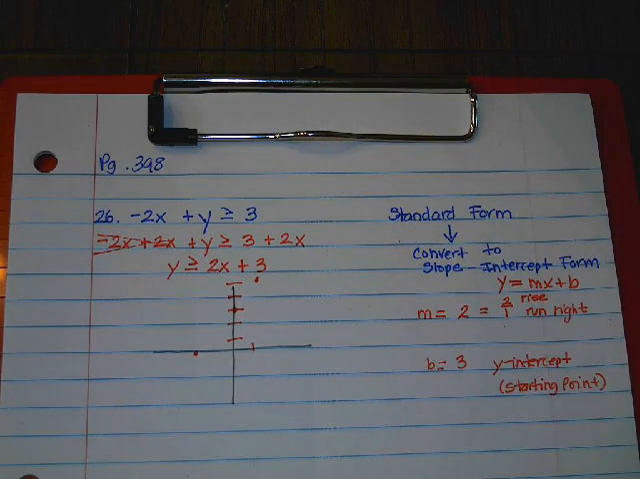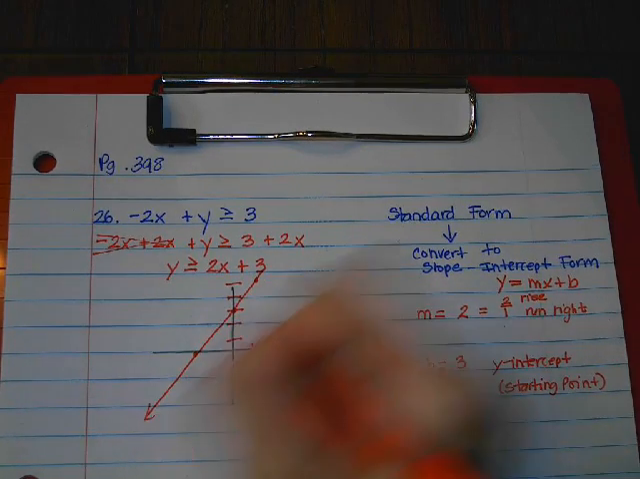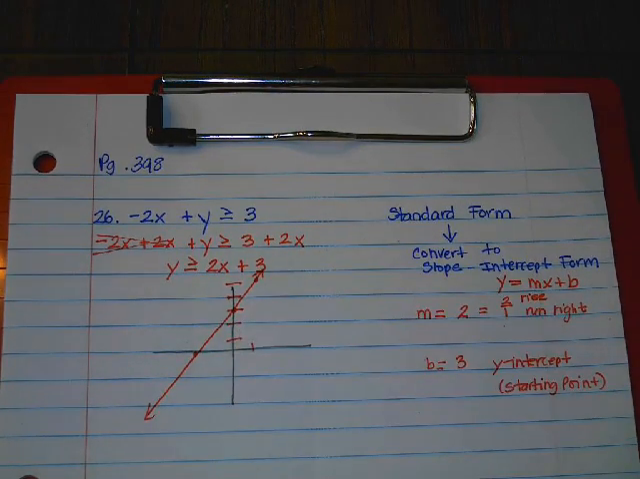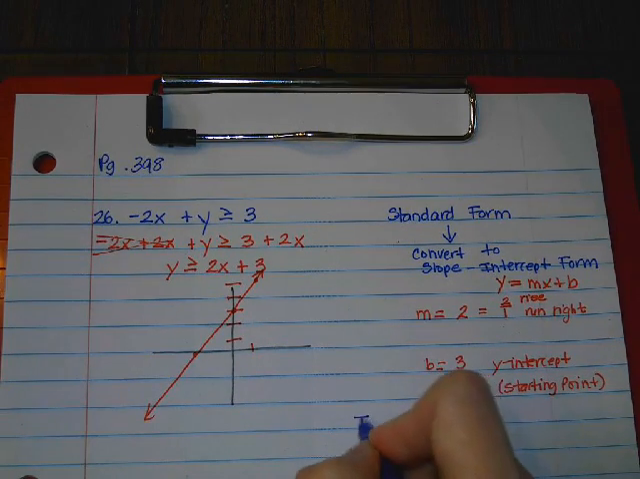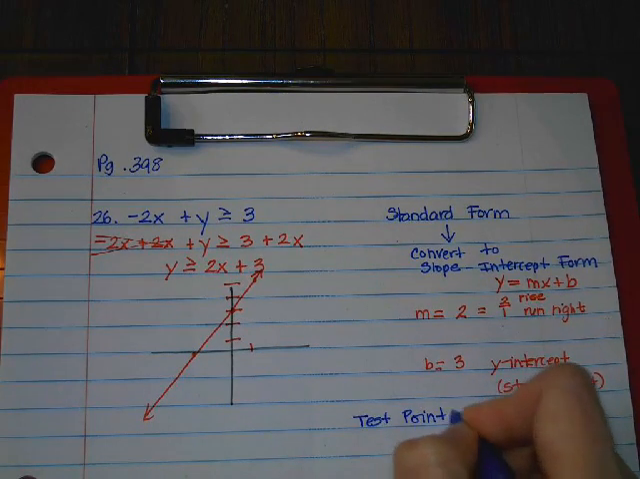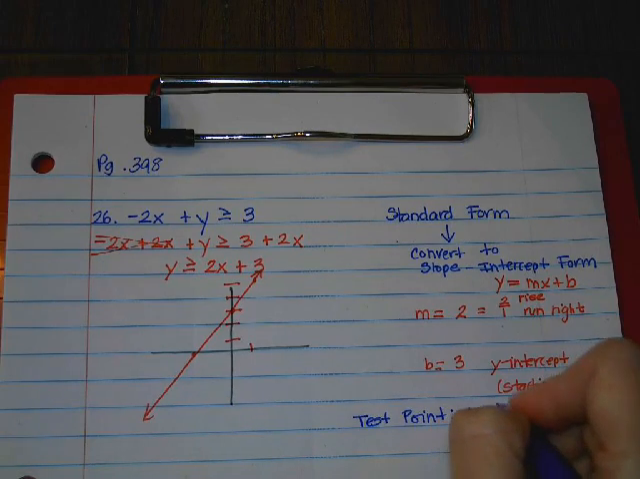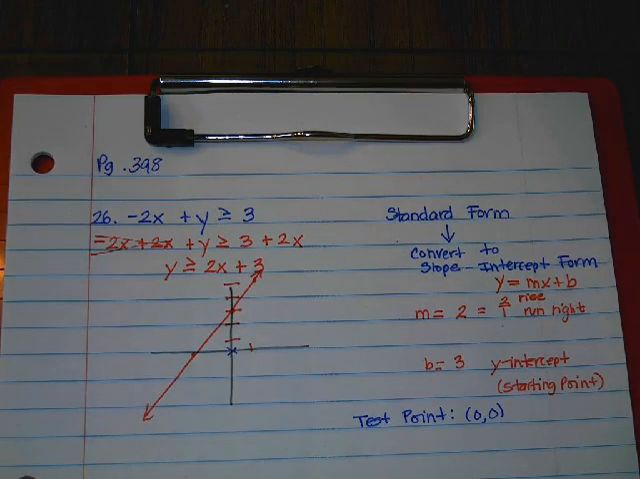Will my line be solid or dotted, Cheyenne? That's right. I'll have a solid line. Solid. There we go. Now, what do I need, Isaiah? That's right. I need a test point. So what might my test point be? That's correct. I can use 0, 0 because my graph does not pass through the 0, 0.